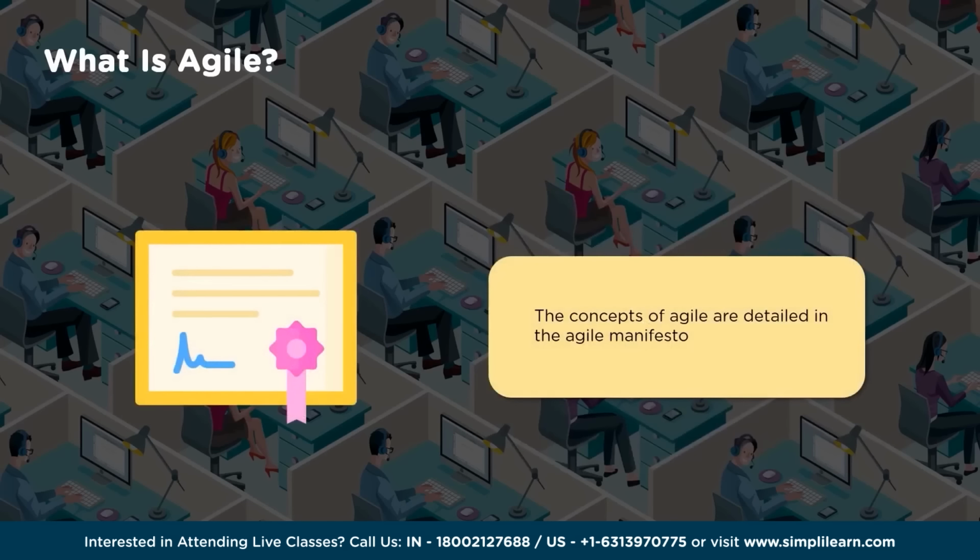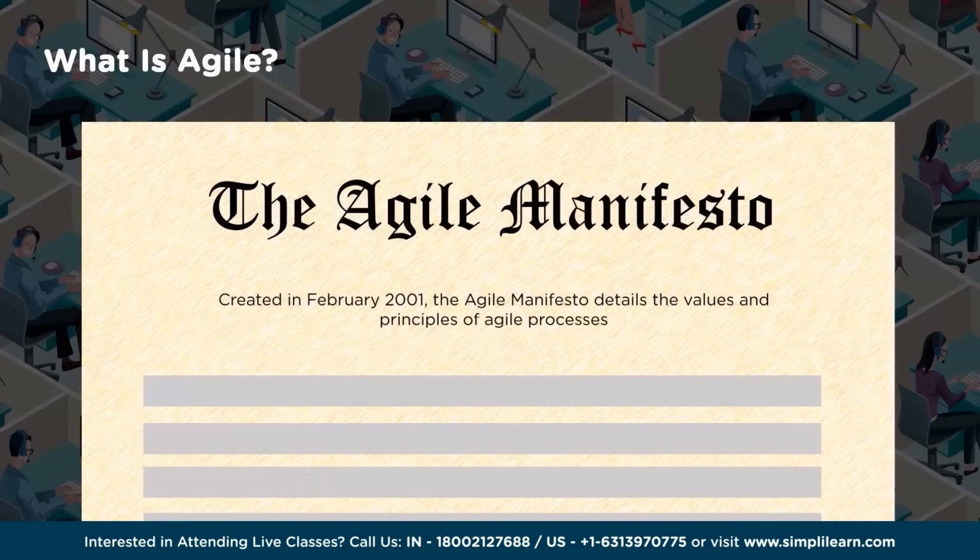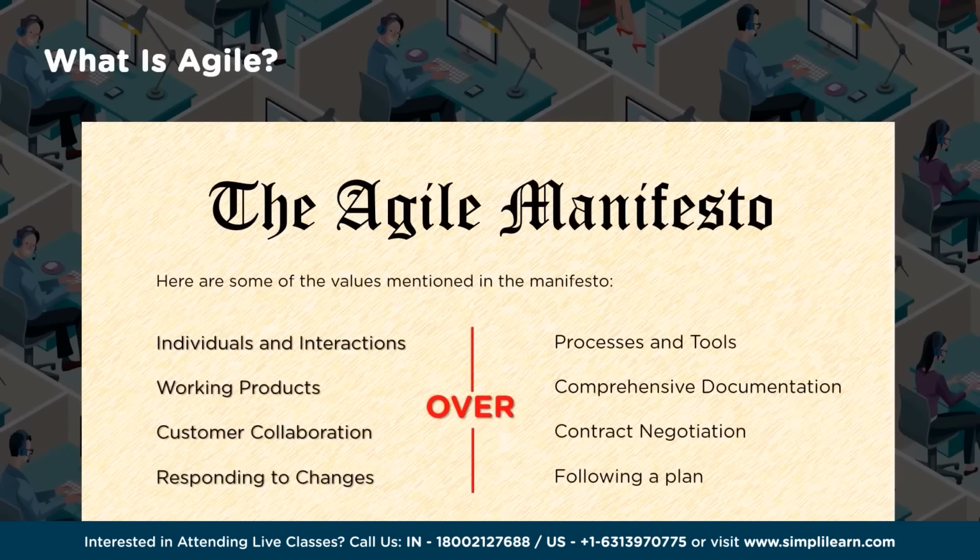So it has a detailed manifesto based on which all the Agile methodologies are created. So what is this Agile manifesto all about? It was created during February 2001, which details out the values and principles of agile processes. It says there are some values mentioned on the left, which have more weightage compared to the ones on the right.